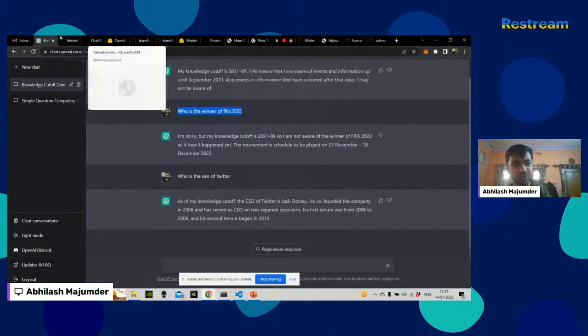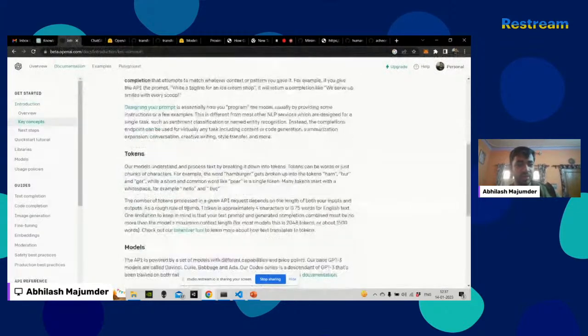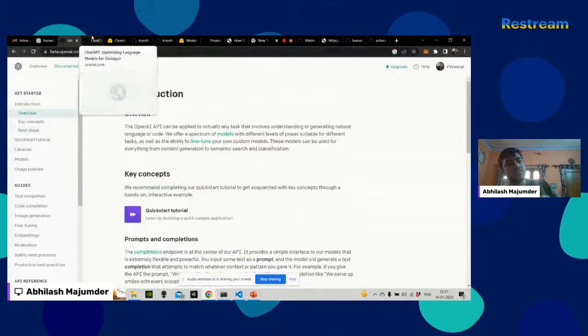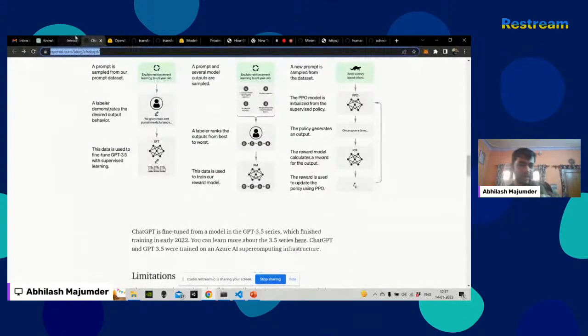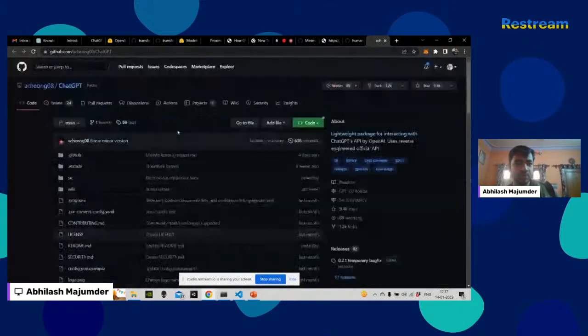So there are different implementations of it, right? You can use this quick start tutorial, and there are certain open APIs available for this particular use case. There have been certain repositories which I was looking up on ChatGPT. This particular person has done a very good repository for accessing the API.